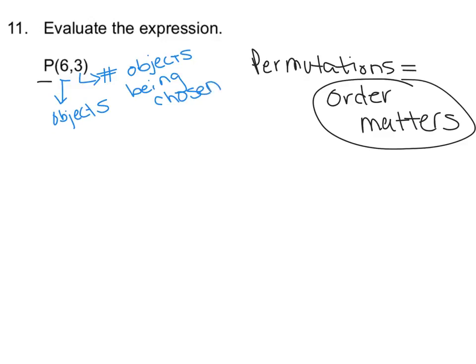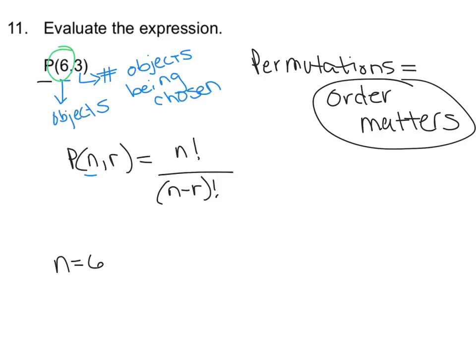The way we solve is we use a formula for permutations. And the formula is P n choose r equals n factorial divided by n minus r factorial. So the first number represents n. So in this case, n equals 6. And then the second number represents r. So in this case, r equals 3. And we'll just plug in the numbers for n and r and solve the problem.